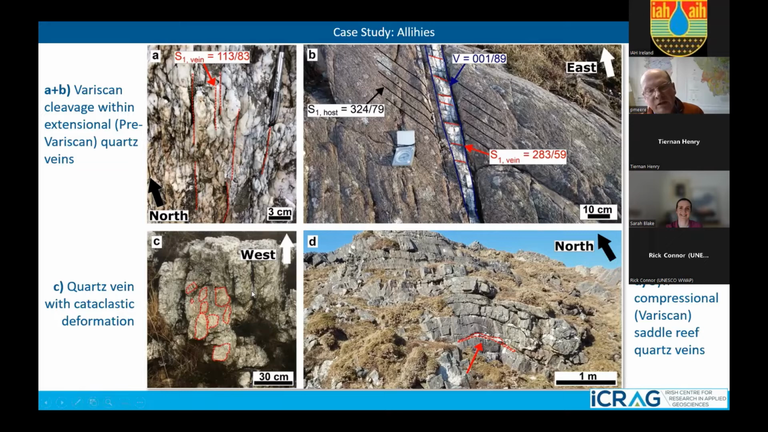These are not Variscan quartz veins. These are basinal and extensional related quartz veins. We do, of course, see some classic Variscan structures. We have a lovely reef structure here, but to be honest, they're pretty much few and far between, and they're not really an important component in terms of the vein history.